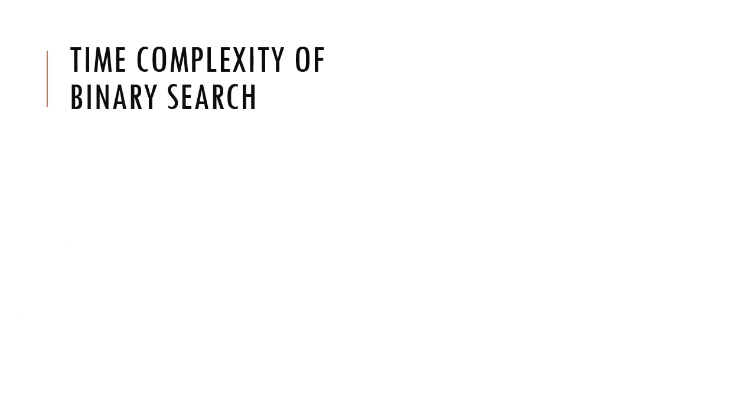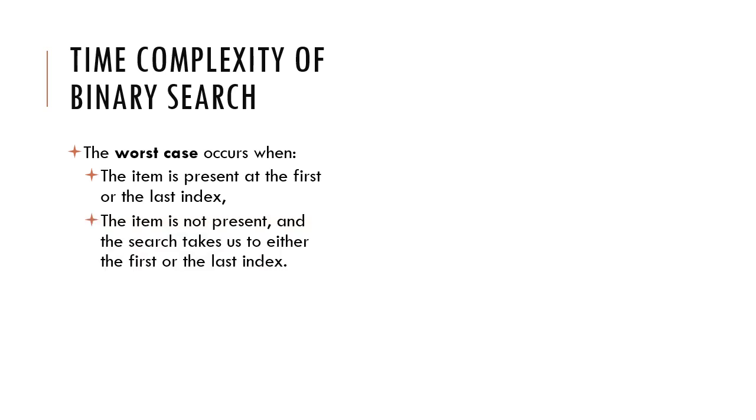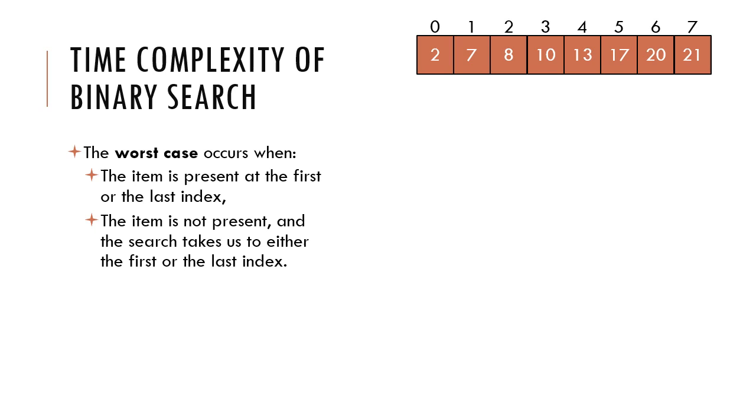Continuing with time complexity of binary search, the worst case occurs when the item is present at the first or the last index, or the item is not present and the search takes us to either the first or the last index. Let us take an example. This is our array and we want to look for 25.